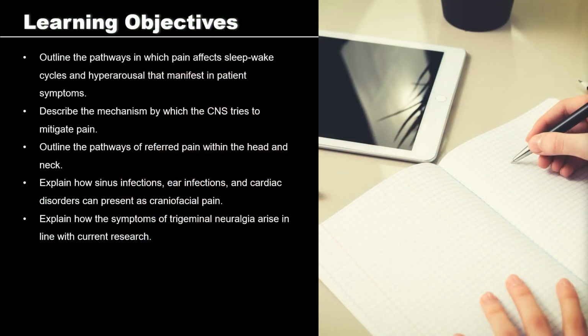And that brings us to the end of this video. You should now be able to outline the pathways in which pain affects the sleep-wake cycle and hyperarousal that manifest in patient symptoms. Describe the mechanism by which the CNS tries to mitigate pain. Outline the pathways of referred pain within the head and neck. Explain how sinus infections, ear infections, and cardiac disorders can present as craniofacial pain. And explain how the symptoms of trigeminal neuralgia arise in line with current research.